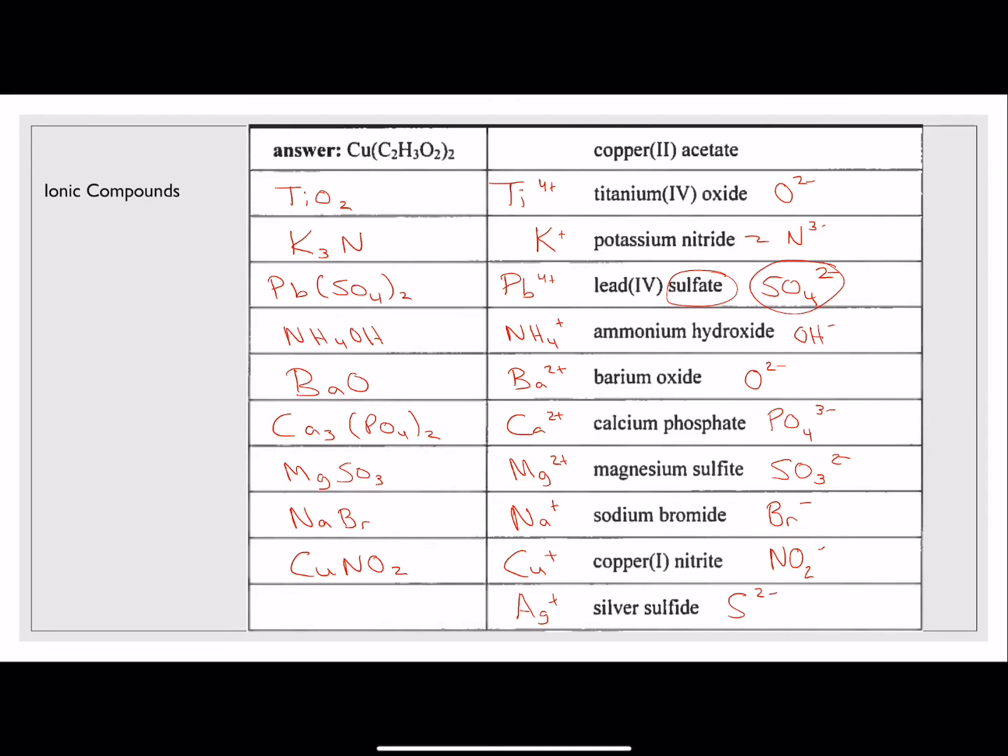So I'm going to need to have 2 silver atoms, or 2 silver ions, to balance out the charge of the 2 minus from my sulfide. So this is going to give me Ag2S, like that. So I hope that gives you a little bit of help in determining ionic compound formulas from their names.